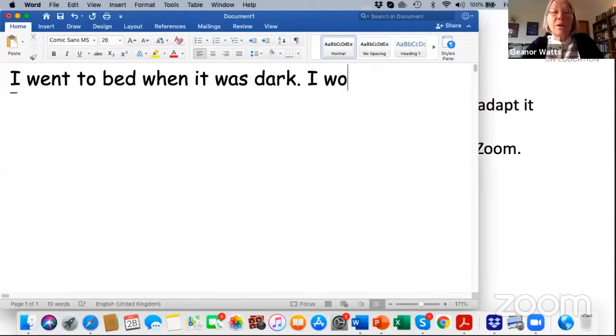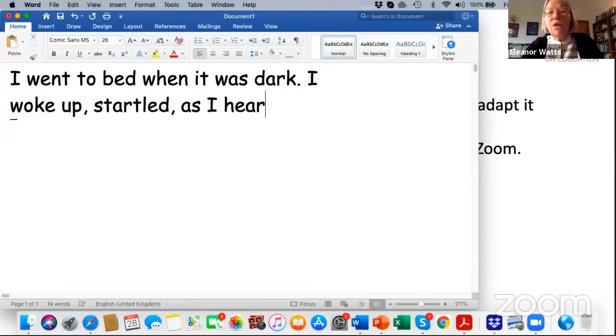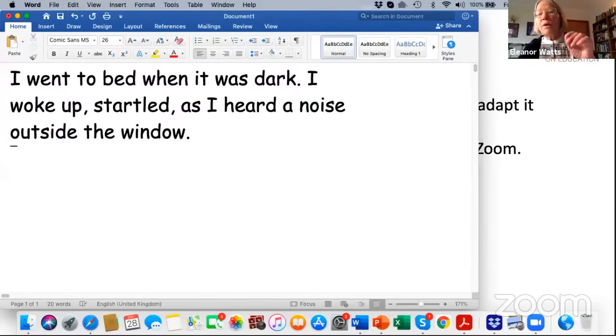I woke up. That's a very good word. Startled. Well done. As I heard. Now, heard is a really difficult spelling. Look at that. It's one of those sight words that we need to learn by heart. As I heard a noise outside the window. So in a way, what I'm doing here is I'm using my screen as a blackboard.